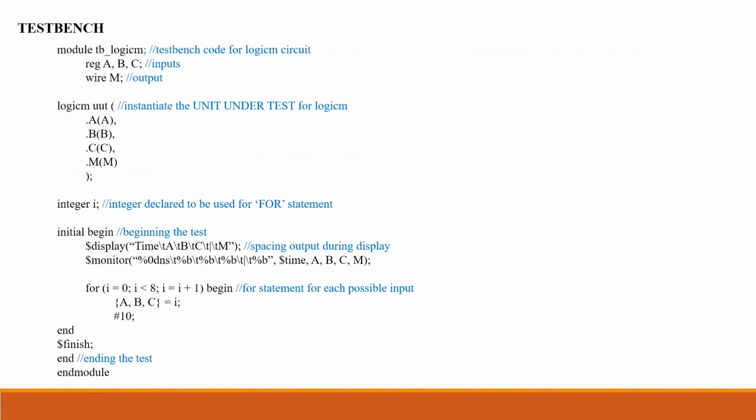Now, moving on to the test bench. Same as first, same test bench code for our logic M circuit, A, B, C as inputs and wire M as output. Now let's instantiate the unit under test for logic M. And we have also declared integer I, which will be used for our for statement. Beginning the test, we use I in our for statement to run through each possible input. And with that, we'll end the test.